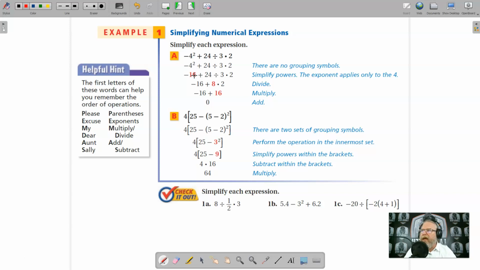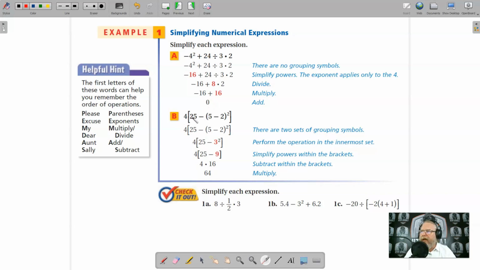Next, we need to do the multiplication and the division that's in the problem. So we see here that we have 24 divided by 3. 24 divided by 3 is 8. We bring down the negative 16 and the times 2. Next, we need to do this multiplication here before we can do the addition. 8 times 2 is 16. Bring down the negative 16. And finally, we can do the addition here. Negative 16 plus 16 happens to be 0. So this expression simplified down to 0.